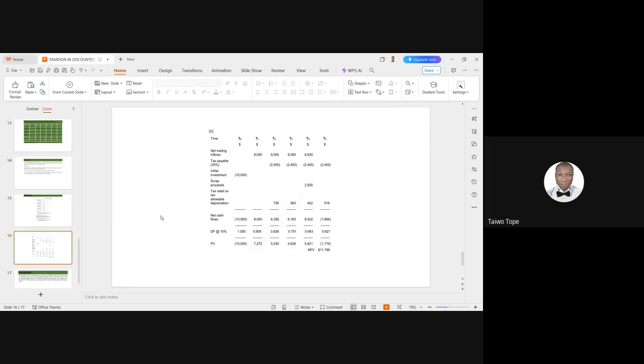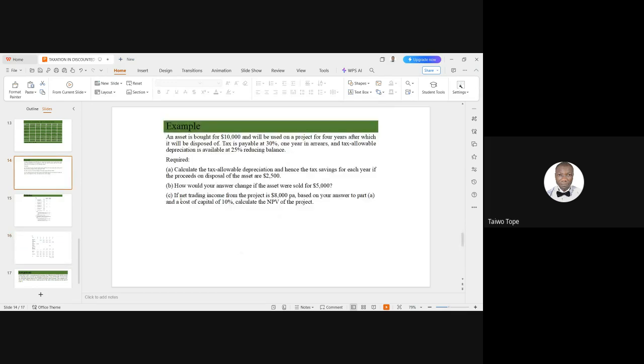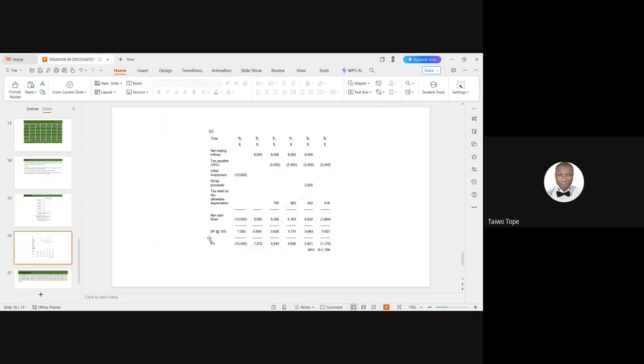So the discount factor to be used is what? The cost of capital is 10%. Now you determine your discount factor for period 0 to be 1. And for year 1, the discount factor using 10% will be what? 0.909. For year 2, 0.826. For year 3, 0.751. For year 4, 0.683. And for year 5, 0.621.